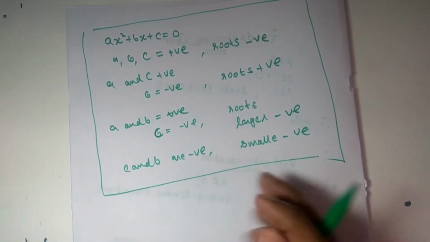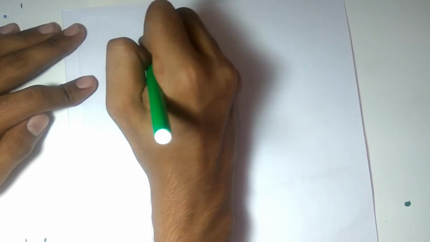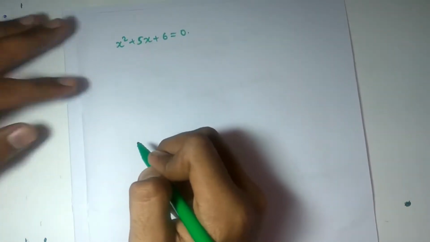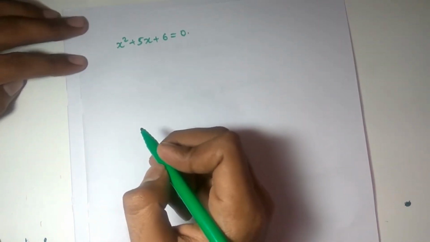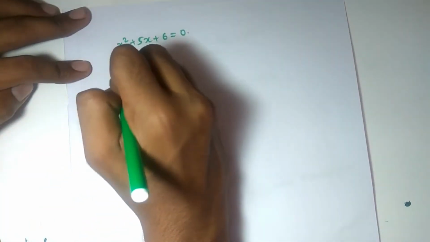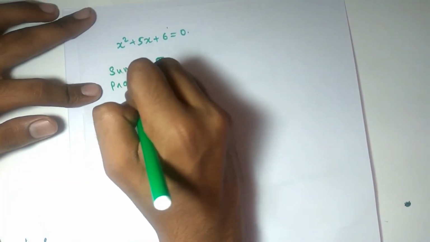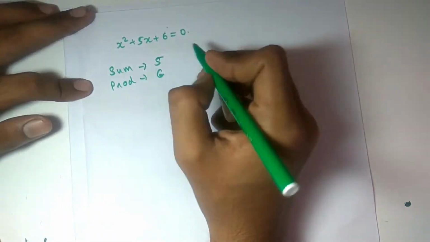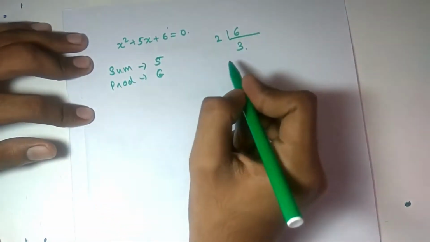Now, how to find the roots in seconds? In normal cases, we use our conventional methods to find the roots. For example, in this question, x square plus 5x plus 6 equal to 0. In this conventional way, first we split the middle term, which means the 5 should be split such that the sum of the split is equal to 5, and the product of the split is equal to 6. For that we prime factorize 6, and we get 2 and 3 as the split.